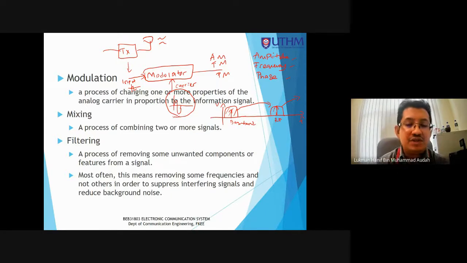Filtering is the process of removing some unwanted components or features from the signal. Most often this means removing some frequencies and not others, to suppress interference. So we do the filtering process untuk membuang komponen frekuensi yang tidak diinginkan, where these components can disturb our signal. Kalau tidak dibuang, dia akan mengganggu signal yang kita hantar. So we need to do the filtering process.